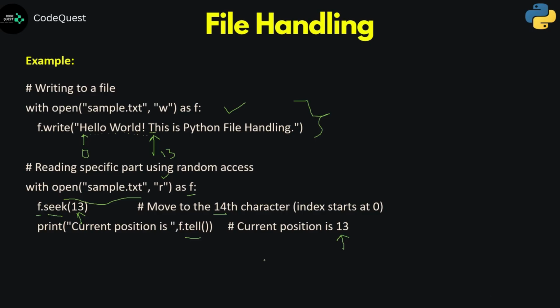Once I have moved the pointer, I am now calling the read function. Here I am writing 6, which means I want to read 6 characters, but from what position? From the current position. With the help of seek, we have already placed our file pointer at the 14th character. So from this 14th character, I am supposed to read the next 6 characters. That means 'this i'. These 6 characters I can read from that point onwards.